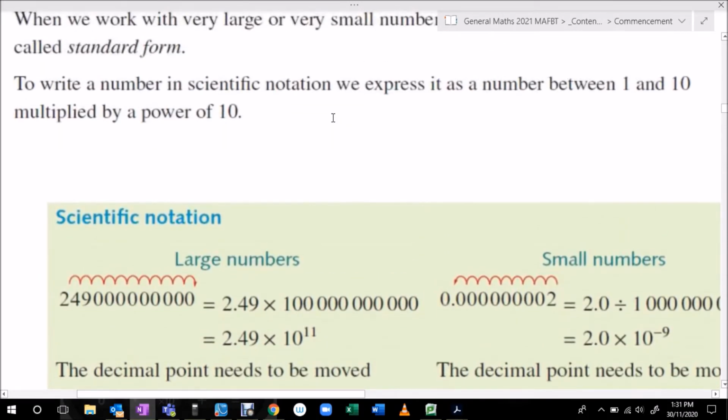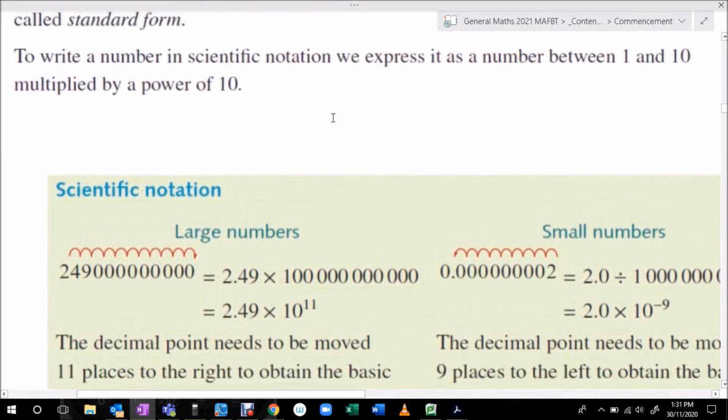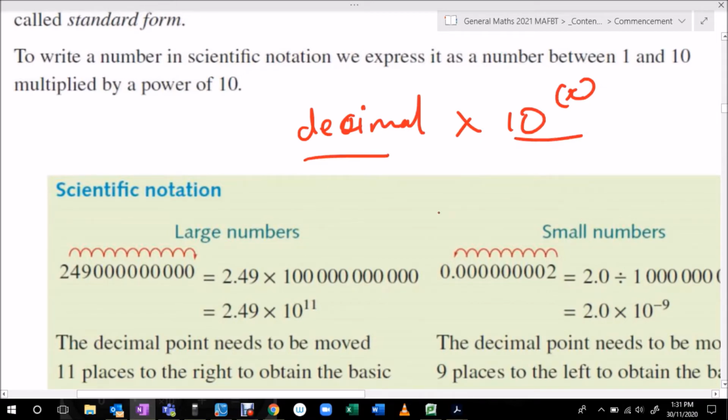The idea behind scientific notation is that your numbers should always look something like this: a decimal times 10 to the power of something. This is the basic principle. So it's always going to be a decimal times 10 to the power of whatever that number is. We'll call that x for now. This is what your scientific notation will always look like: a decimal times 10 to the power of something.